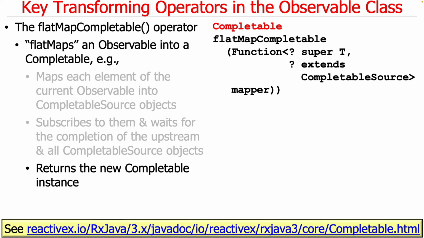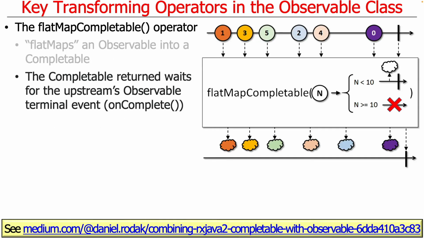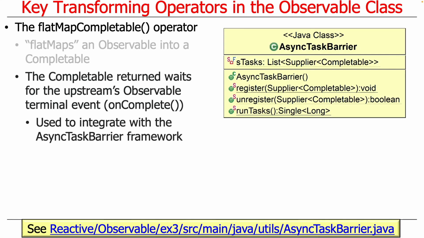Now you might ask, what on earth would that be good for? And that would be a good question. The completable that's returned will wait, I'm using the word wait loosely because it's not really blocking, it's just going to be notified of the upstream observable's terminal event, namely the onComplete method being called, at which point the completable will be complete.